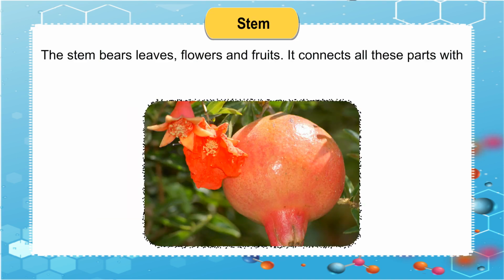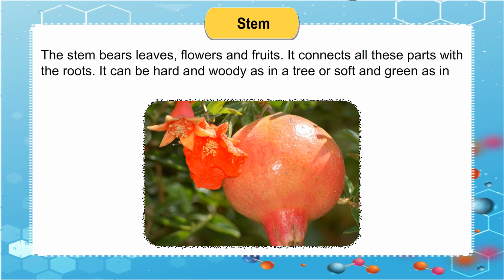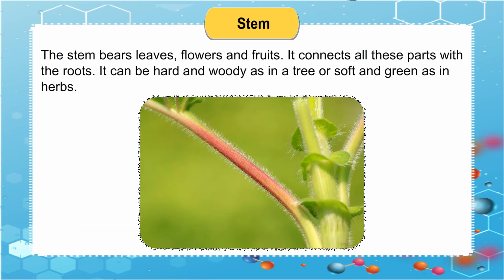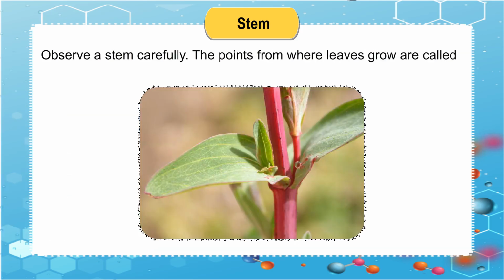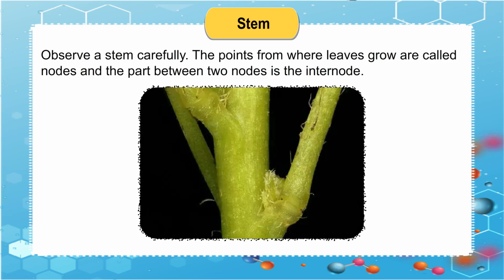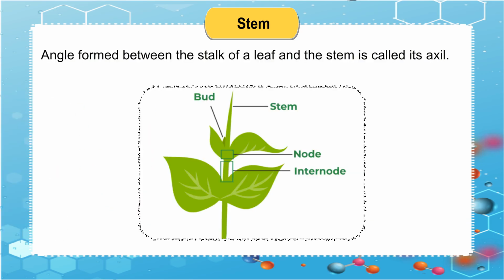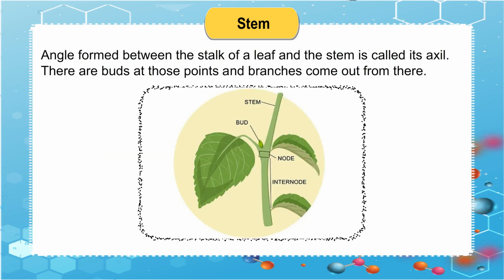Stem. The stem bears leaves, flowers and fruits. It connects all these parts with the roots. It can be hard and woody as in a tree or soft and green as in herbs. Observe a stem carefully. The points from where leaves grow are called nodes, and the part between two nodes is the internode. The angle formed between the stalk of a leaf and the stem is called its axil. There are buds at those points and branches come out from there.